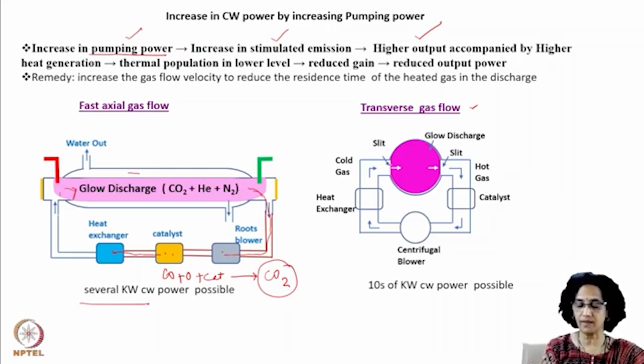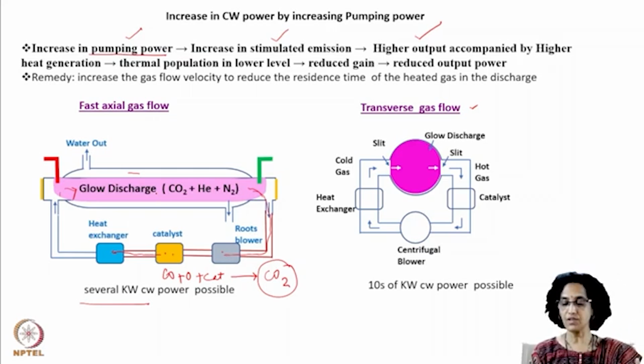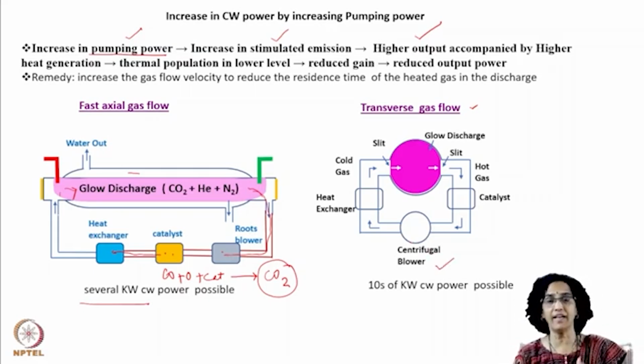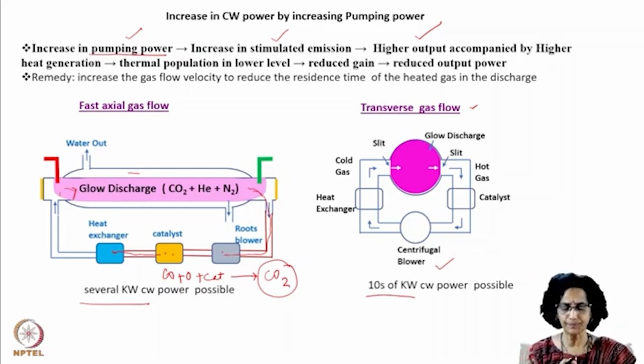The only difference between this and this is that here you have an axial flow, that means all along the length axially, whereas here we are flowing transversely. You can imagine the gas flow in this manner, right? The construction of these is a little tricky, but with this, because you can flow the gas much faster, the pressure head is less, so the requirement on the pumps is also reduced. Therefore, you can go to a faster rate at which the gas can be replenished, and therefore here tens of kilowatts of CW power has been obtained.